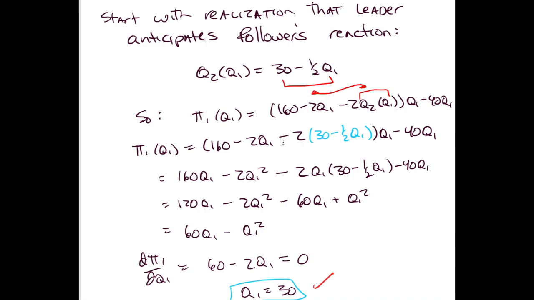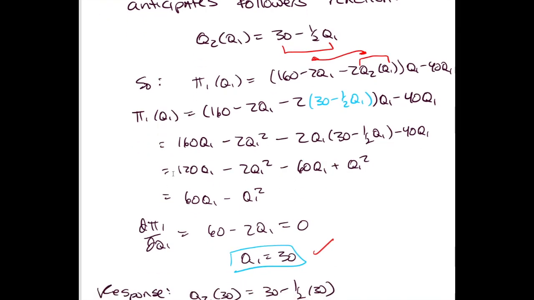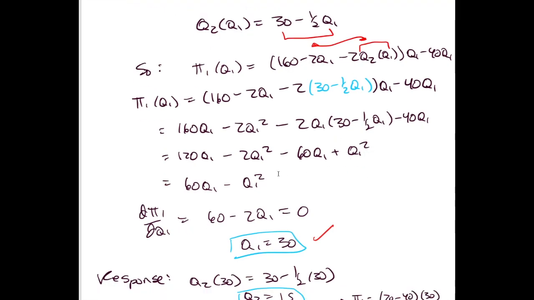All right, I need to distribute this too. Also, I need to not forget to distribute this Q to everything. Where do people make mistakes? Sometimes people forget about this Q out here and distributing it through. I think I actually did that first. I did. So I have 160 Q1 minus 2Q1 squared minus 2Q1 times firm 2's reaction curve minus 40 Q1. Now I'll clean this up. It'll be minus 60 Q1 plus, well, 2 times 1/2 Q1 becomes just positive Q1 squared. And just cleaning this up, I end up getting something really nice.